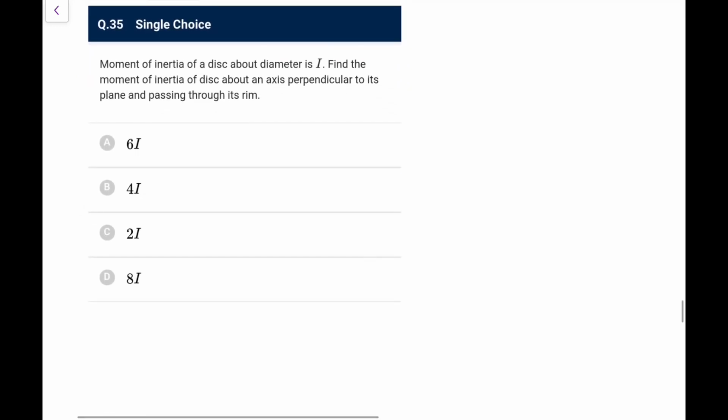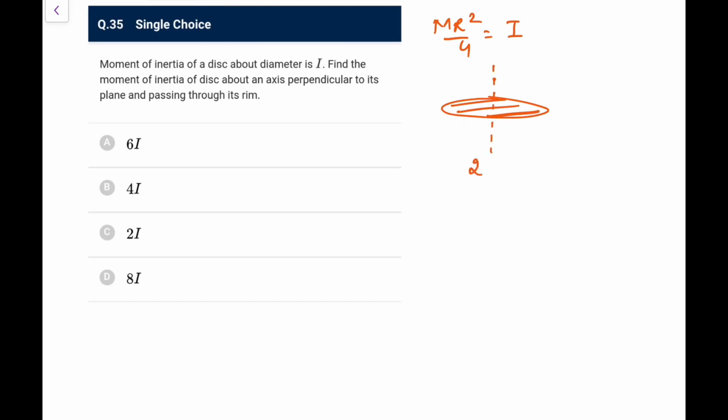Next, the MI of a disc about diameter is I, that is you directly know that is equal to MR square by 4. Now the moment of inertia of the disc about an axis perpendicular to its plane and passing through its rim. We know perpendicular to plane and passing through the center would be MR square by 2, that is 2I. And if I shift it like this, this is the required one. This would be 2I about CM plus MR square. And MR square I can make it out as 4I, so it comes out as 6I. Again, this is a question that you must have done somewhere.